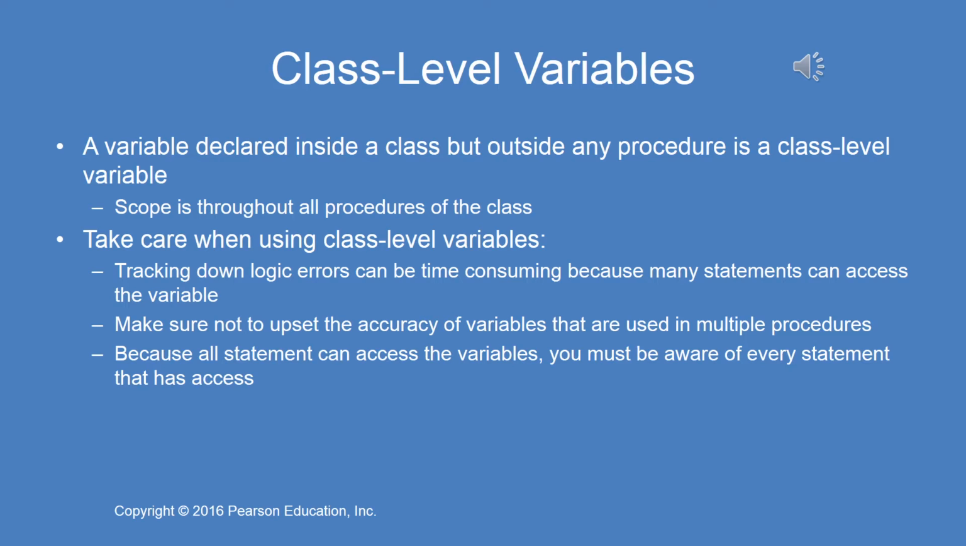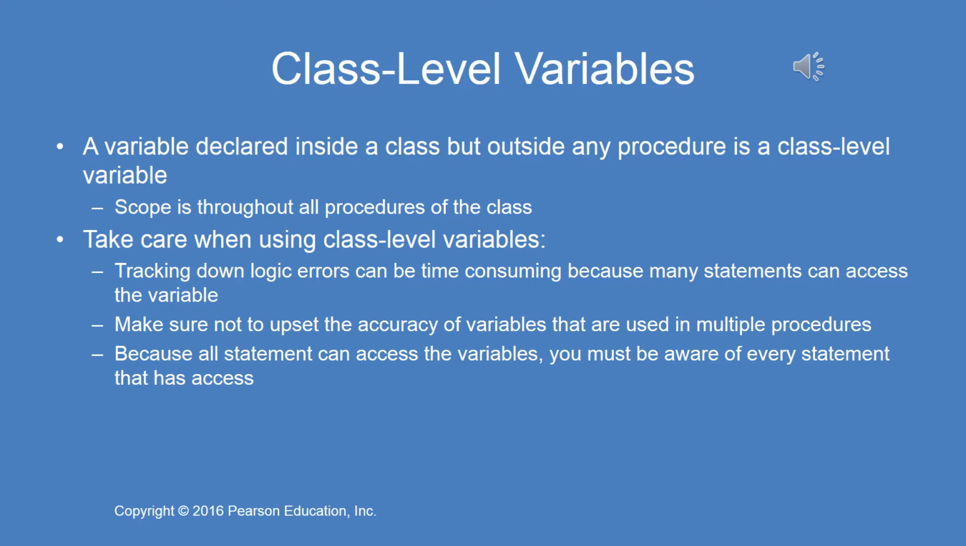So, a variable that is declared inside a class, but not inside any particular procedure, or outside all the procedures in that class, is a class level variable. Remember, we touched on scope earlier. Scope is the visibility or usability or accessibility of a variable within a program. And the scope of a class level variable is throughout all procedures in that class.